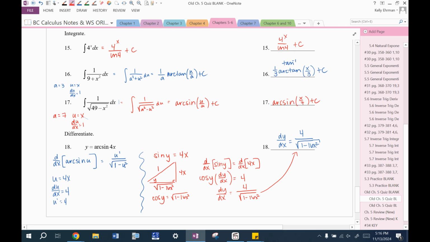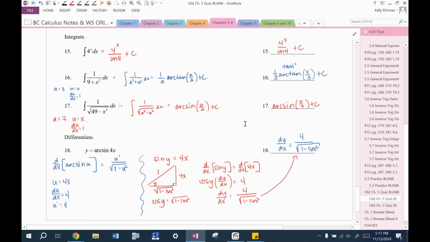Triangle method, obviously more time consuming. The only time that the triangle doesn't work nicely like this is if there's a coefficient in front of the arcsine or the arctangent or whatever, but this would work for any of the inverse trigs. So especially if you get something other than arcsine or arctangent, which won't be on my test, but maybe the AP test, you could break out the triangle thing, see if that helps. Okay, so that was the last question that was on this old quiz.